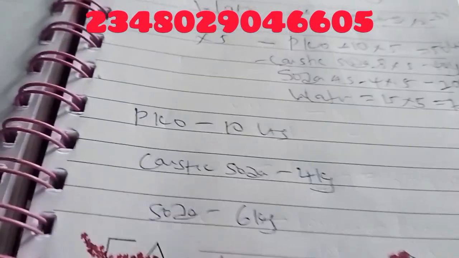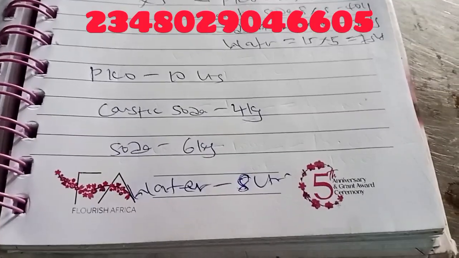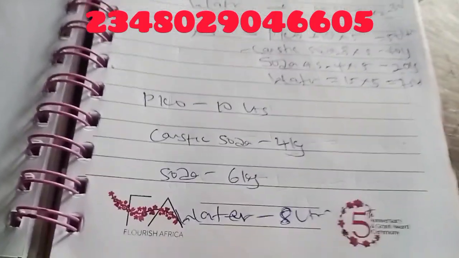Let's use 5 liters. Okay, or let's use 8 liters here. 8 liters. Okay, so you now say, you have taught us how to make soap. You say we should use PKO 10 liters, caustic soda at 4 kg, soda at 6 kg and water 8 liters. But I want to produce a small batch. I am not confident. What do you do?